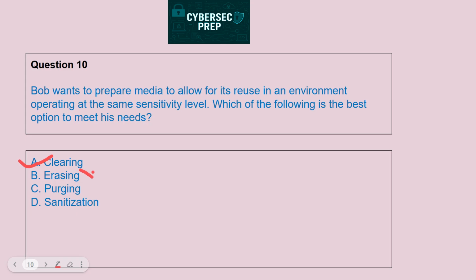So it is not a correct option. Purging is a more intensive form of clearing for reuse in lower security areas, so it is also not the relevant and best option. Now we are left with sanitization. Now what is sanitization? Sanitization is a series of processes that removes data from a system or media while ensuring that the data is unrecoverable by any means. Okay, but here the question is that we have to reuse the media, so this becomes non-relevant. Now the correct response is option number A, clearing.